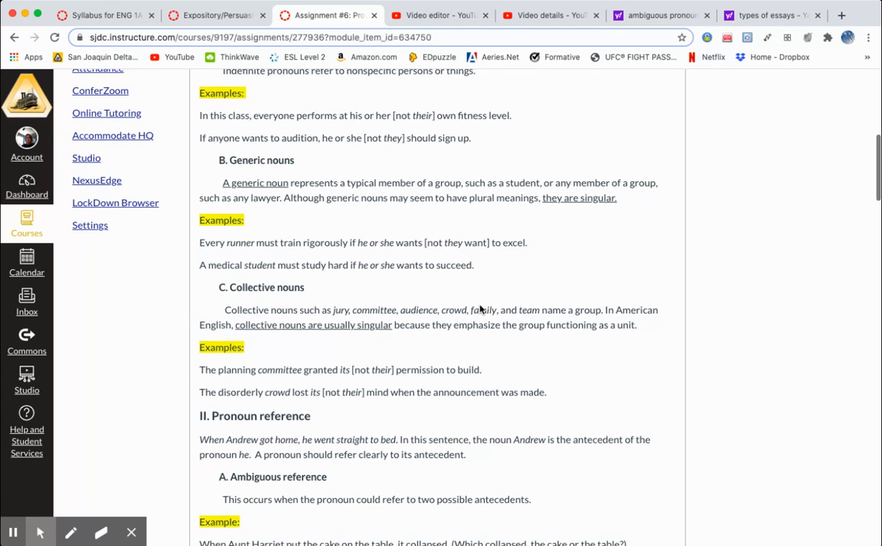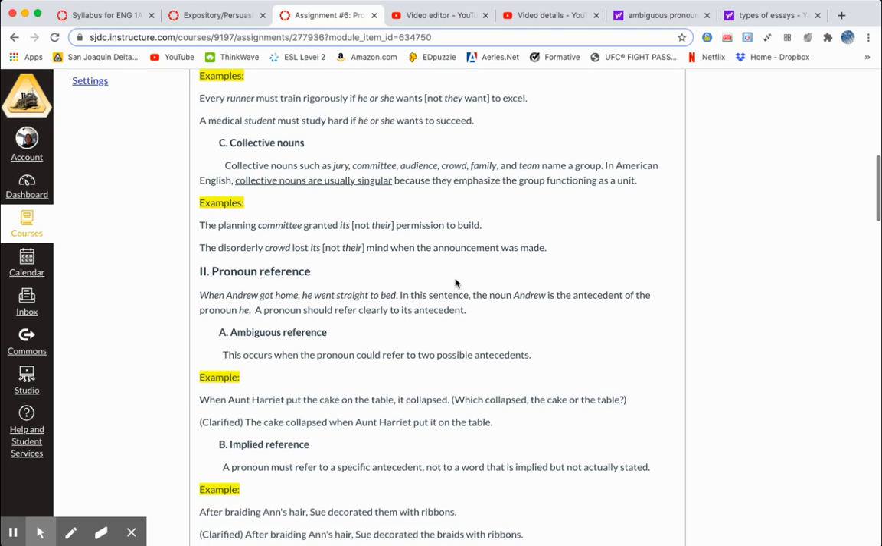Okay, so now let's look at collective nouns, another kind of noun. As you might guess, collective nouns are nouns that include more than one person or more than one of something. And so a collective noun would be jury or committee or audience, crowd, family, team. In American English, collective nouns are usually singular because they emphasize the group functioning as a unit.